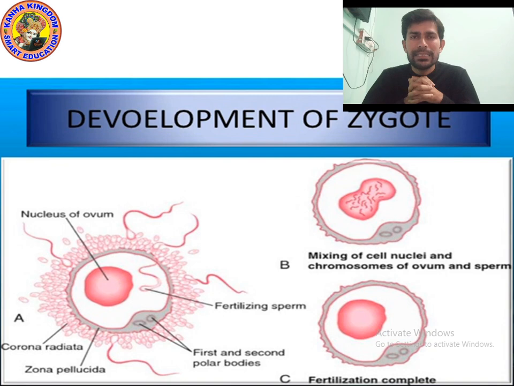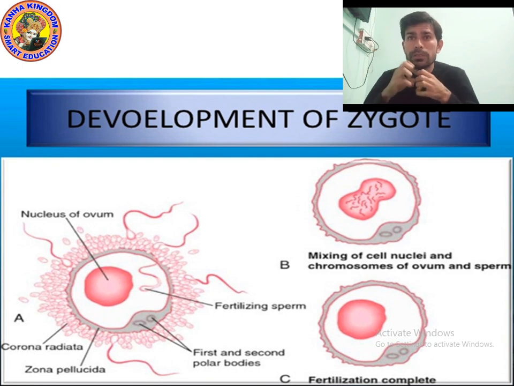So they fertilized, and it does not allow the remaining. Okay, the tail remains outside. And this fertilizing sperm combines with the egg. Both contain a nucleus. The egg cell contains a nucleus, and the head of the sperm which goes inside the egg cell also contains a nucleus.